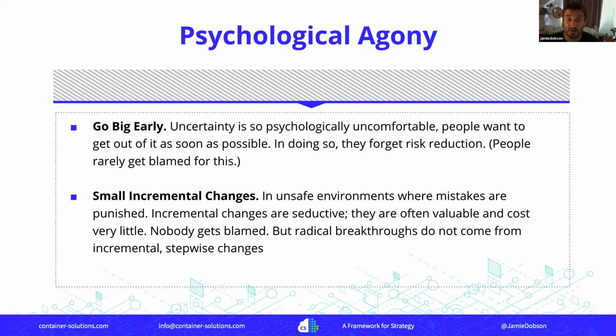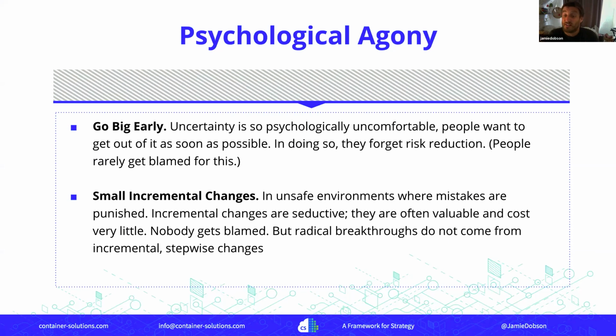And now we get to another thing you won't get blamed for, small changes. So again, psychologically, because uncertainty is scary, and if you work in an environment where making larger moves or taking larger actions that don't work lead to punishment, small changes can be very seductive. They're often valuable and they cost very little. Nobody will get blamed for trying to use the company's money wisely. But the problem here is radical breakthroughs do not come from stepwise changes. This is the failure of the Kaizen movement, and it's often the failure of the agile software development movement. You cannot increment your way into everything.